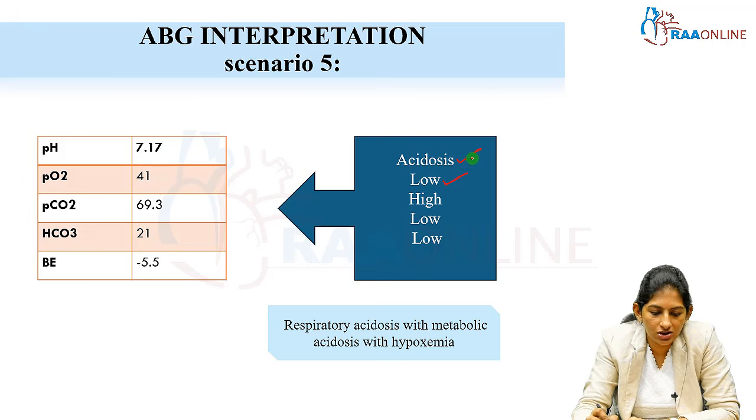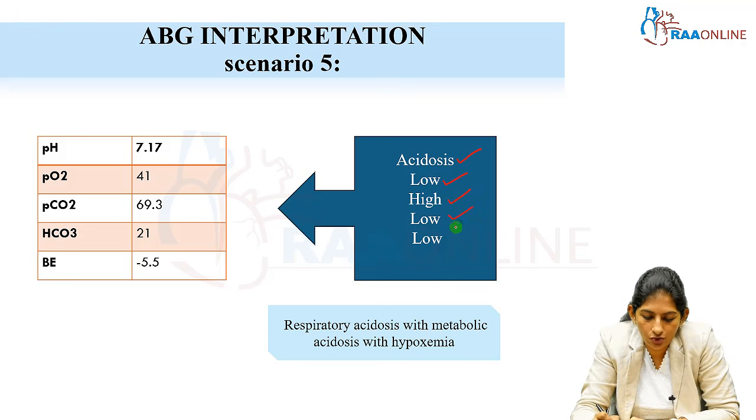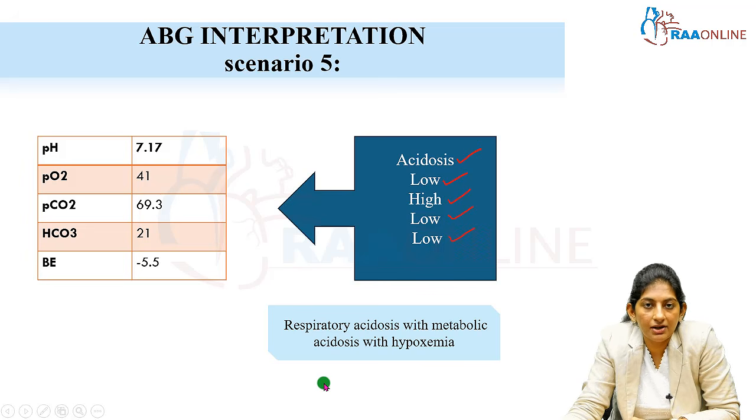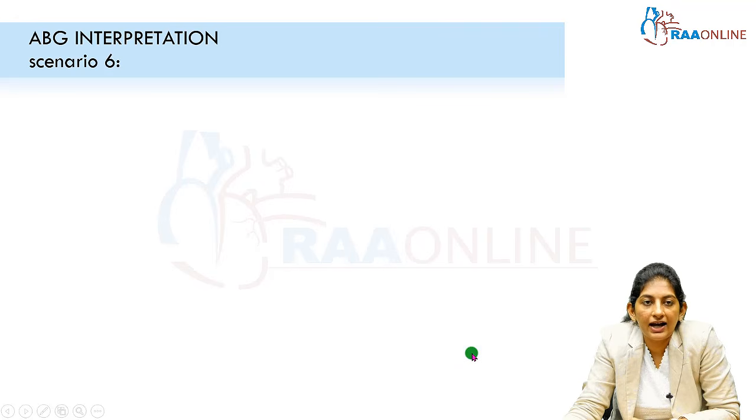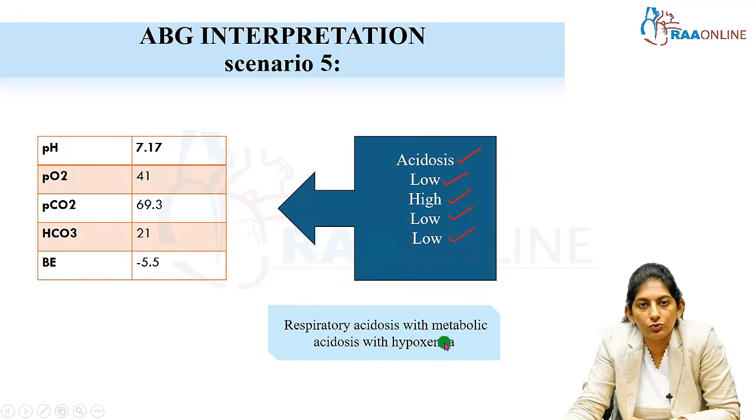PO2 is low, a hypoxemic condition. PCO2 is high. So it is a respiratory acidosis. Bicarbonate is 21. It is also low. Base deficit is 5.5. So there is an acidosis which is contributed by both respiratory acidosis and metabolic acidosis, and there is hypoxemia. In such situations, what are you expected to do?